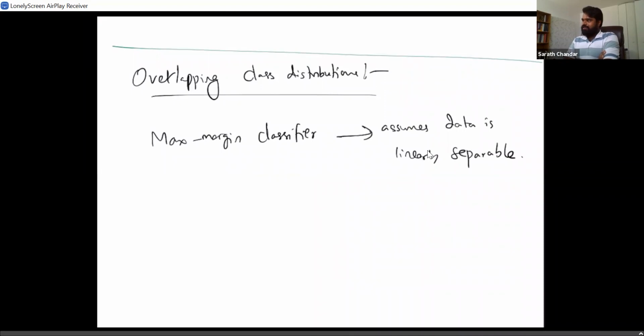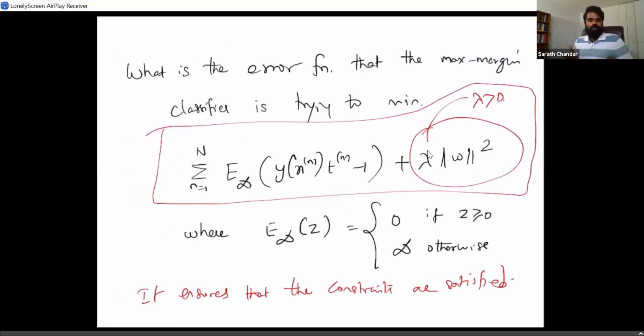Any other suggestions? Okay, there are a couple of good suggestions. One is, how about we relax these constraints? Why do I need this hard constraint which gives an infinite value? A related suggestion is, instead of having infinity, we need to modify this error.